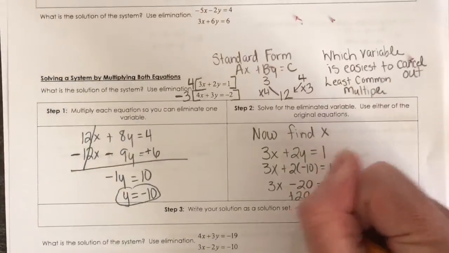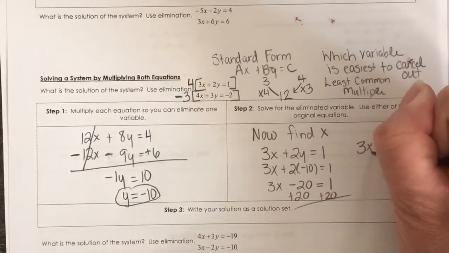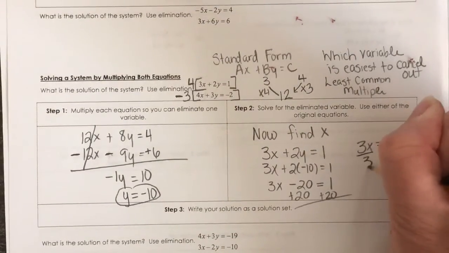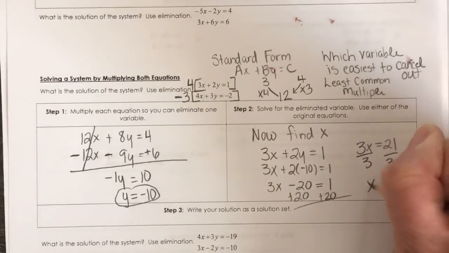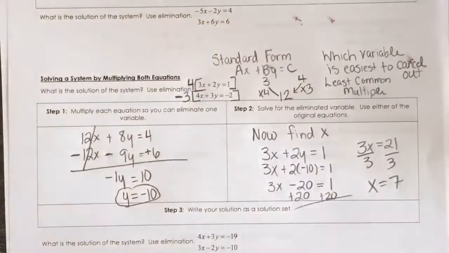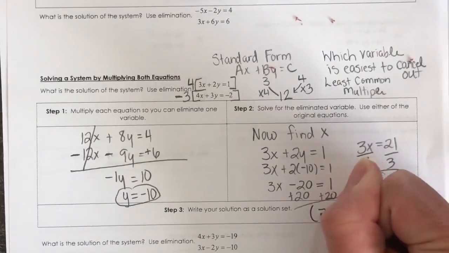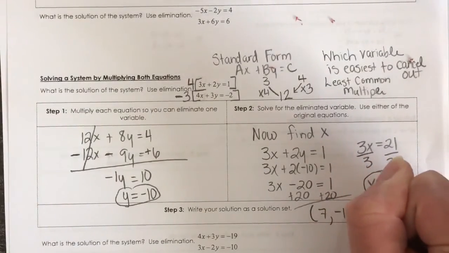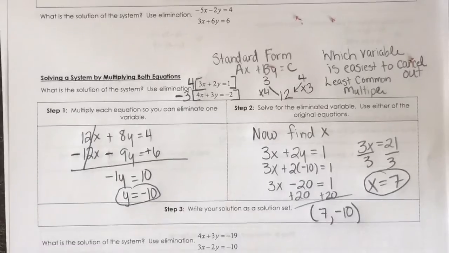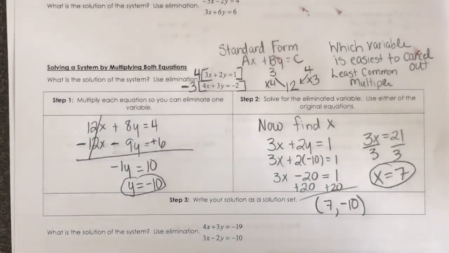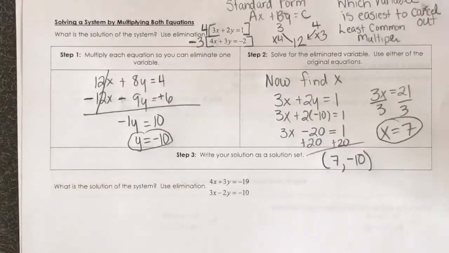So 3x is equal to 21. Divide by 3. And x is 7. So the point that these two functions have in common is the point 7, negative 10. So we have just solved this system by elimination. Okay, so take a few minutes now. Try it on your own. And when you're ready, watch the second video.